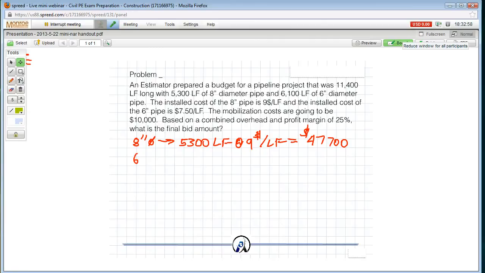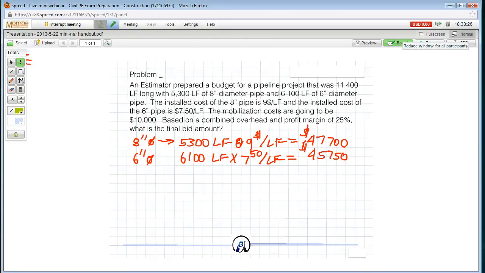Then we have 6-inch diameter pipe, and we had 6,100 linear foot of that, and that was at $7.50 per linear foot. Multiply that out, and we get 45,750. So nothing real challenging yet.